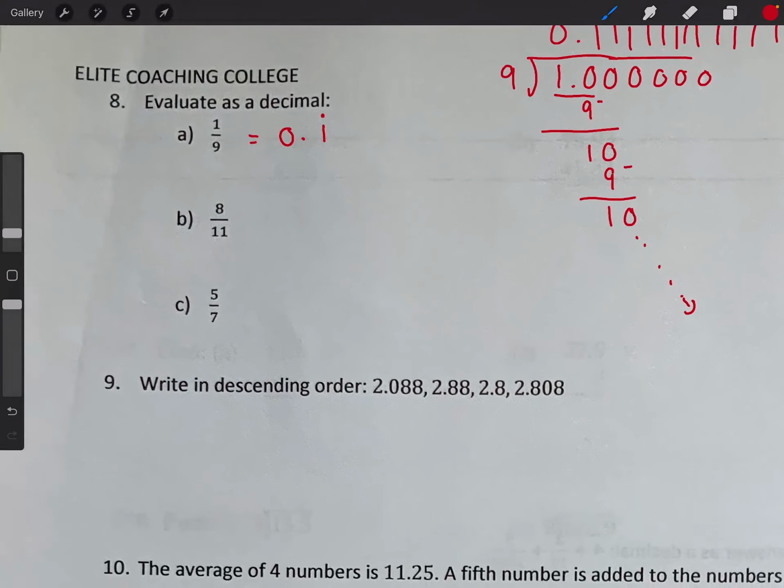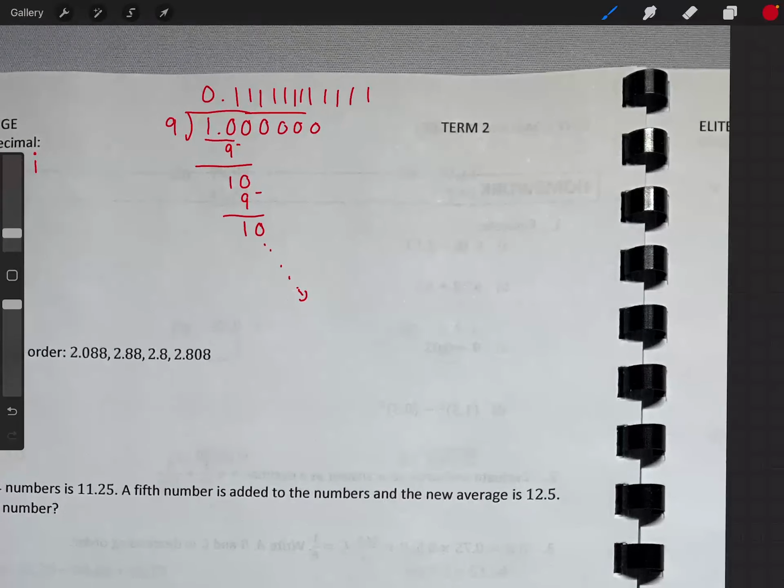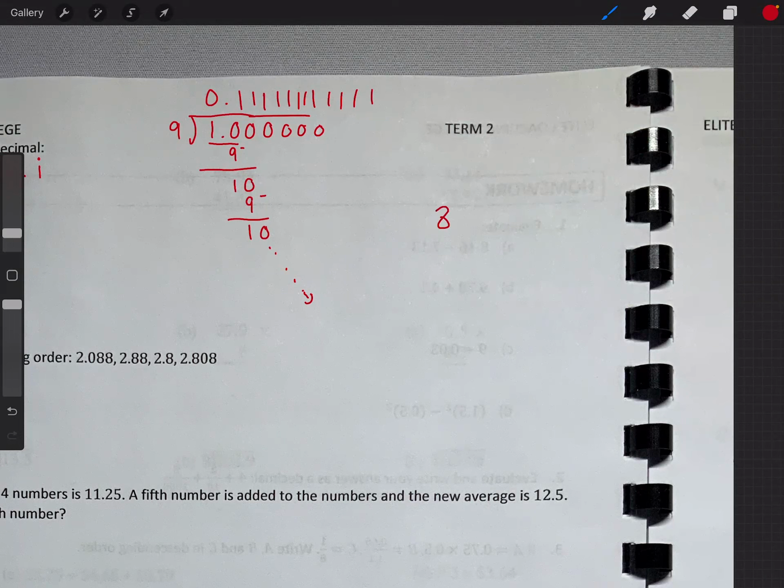Okay, now let's look at the next one. 8 divided by 11. Let's do 8 divided by 11 here. Let's put a bunch of zeros. 8 divided by 11 is nothing. Decimal.